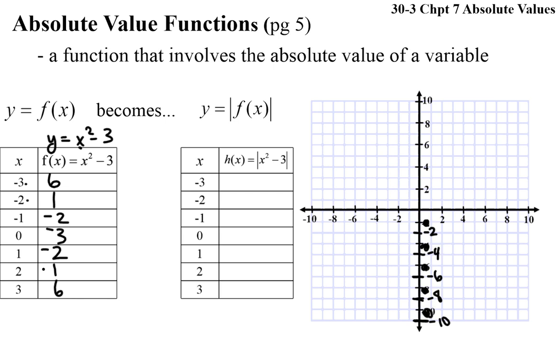We can graph this. Now what do we end up with? Well, it's an x squared. We end up with a parabola because it's a quadratic. So we're at negative 3, 6. We're at negative 2, 1. We're at 0, negative 3. We're at 1, negative 2.